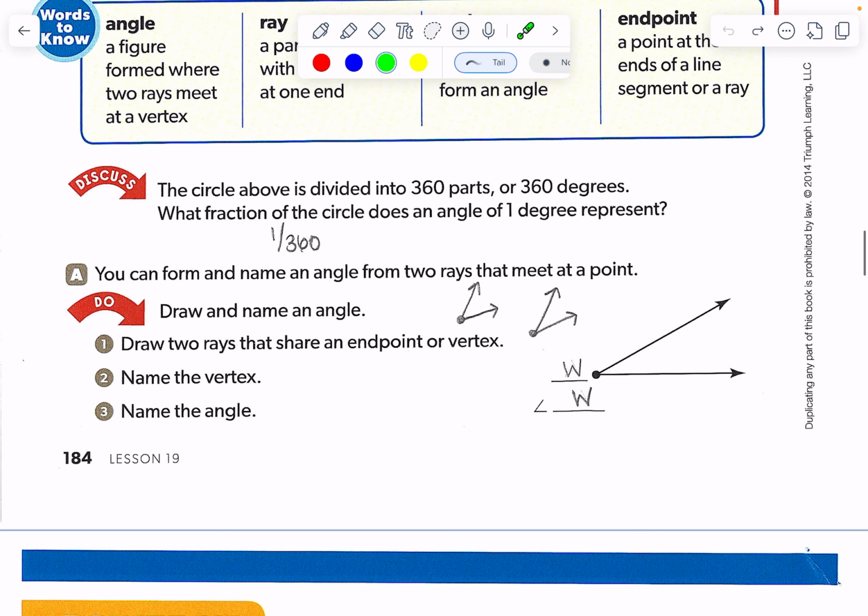The next part is you showing students how to draw and name their angles. So it says, draw two rays that share an endpoint or vertex. So here you have the two angles that students have to draw on their own. They can use this one as an example. And then it says, name the vertex, name the angle. So the vertex and the angle should have the same name. So if the vertex is W, the angle is W. You can tell students to use whatever letter you want, or you can have them use their own letter.